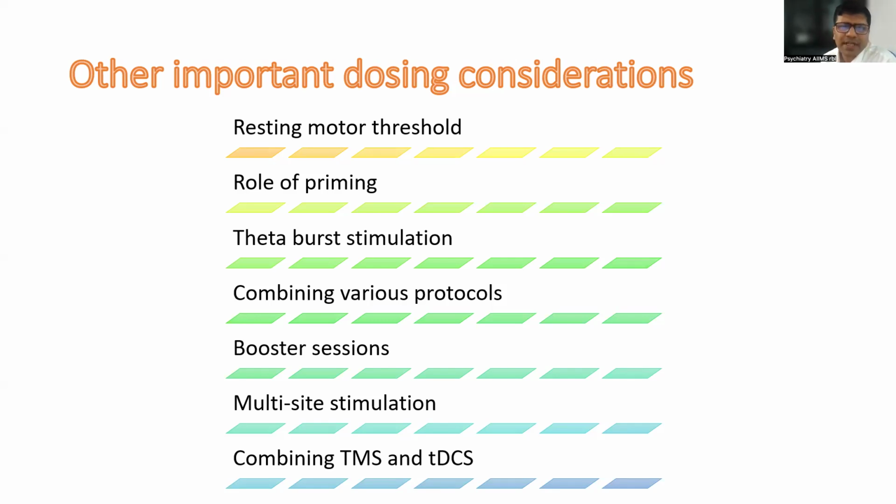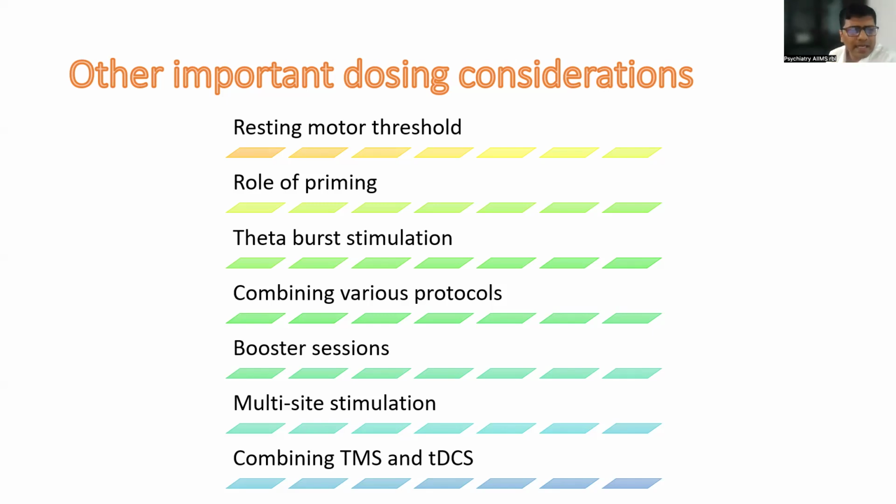Continuous theta burst stimulation and intermittent theta burst stimulation are two types of theta burst stimulation. Continuous theta burst stimulation gives an inhibitory effect, whereas intermittent theta burst stimulation gives a stimulatory effect. Intermittent theta burst stimulation is almost similar to high frequency rTMS. Continuous theta burst stimulation is almost similar to low frequency rTMS.